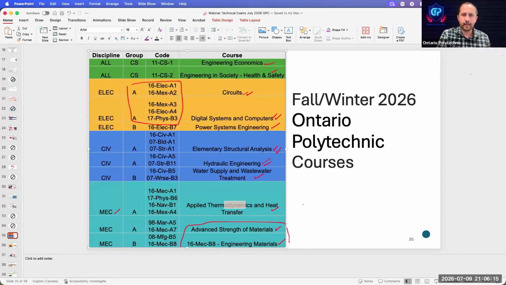Yeah, these are the questions. We don't offer the advanced structure. Advanced structure is a little bit hard, so we avoid that, but we offer elementary structural analysis from Group A.